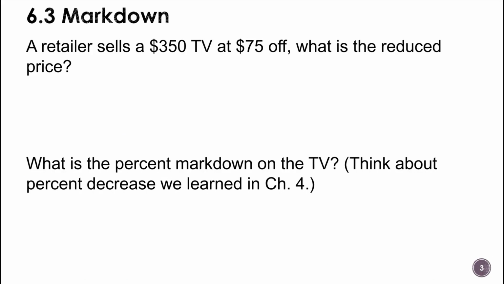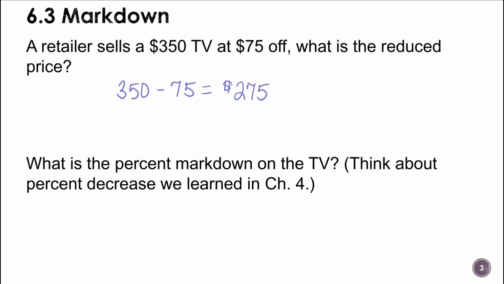Okay, next question. A retailer sells a $350 TV at $75 off. What is the reduced price? Well, this is really just subtraction. So 350 minus 75 equals $275. So the reduced price is that simple in this case.